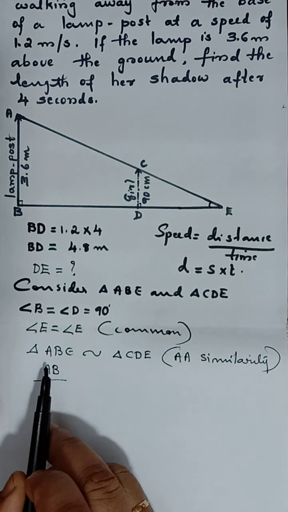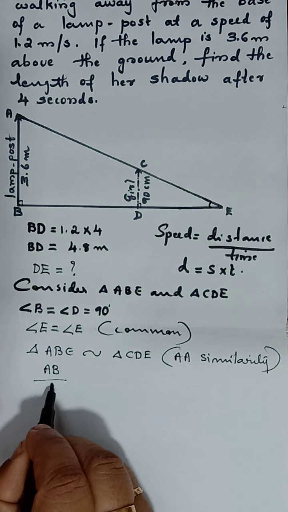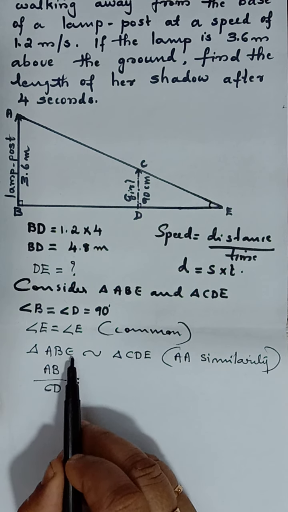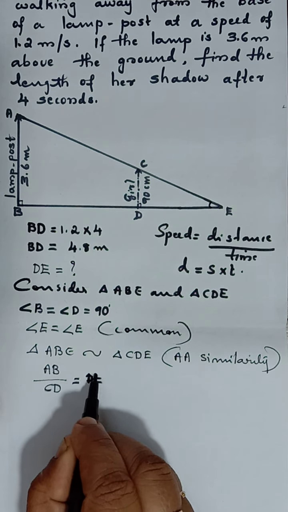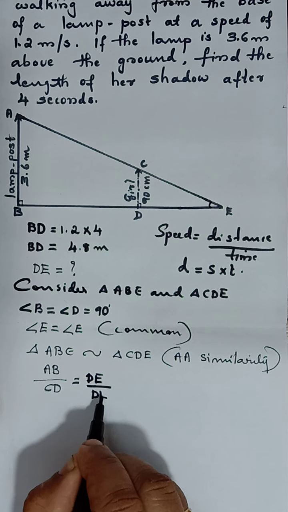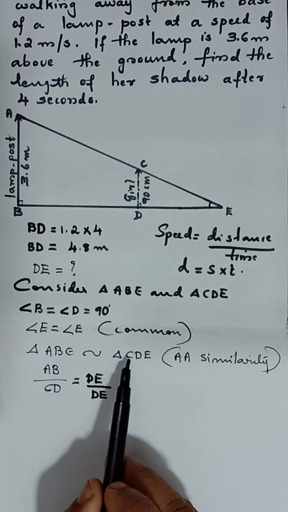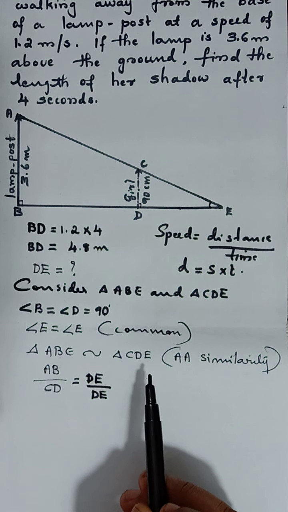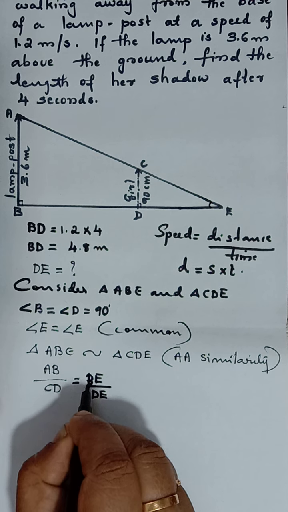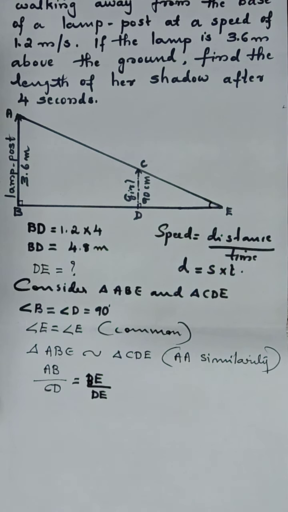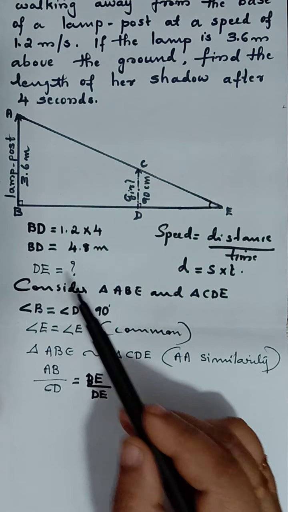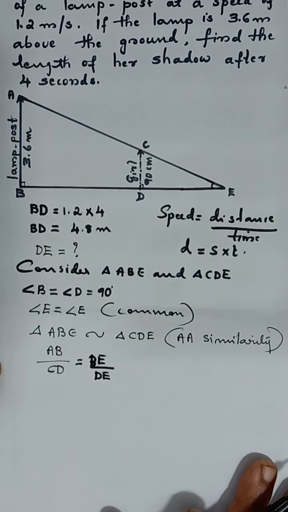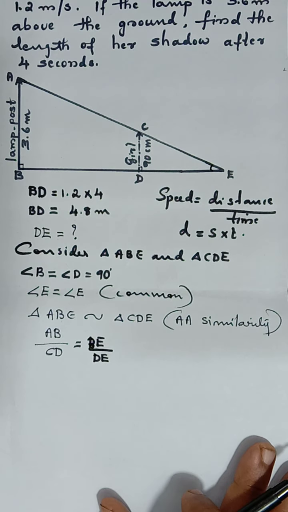Let us take AB by CD equal to BE by DE. Check once more. AB by CD is equal to BE by DE. There we have DE. That is how we are going to find out. Let us substitute the values. What are the values given to us? AB we have to substitute.